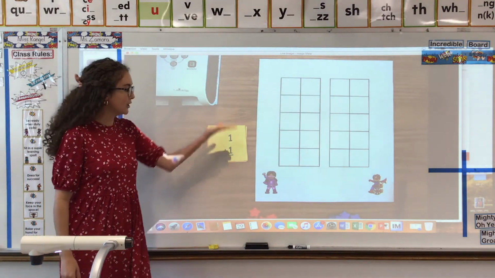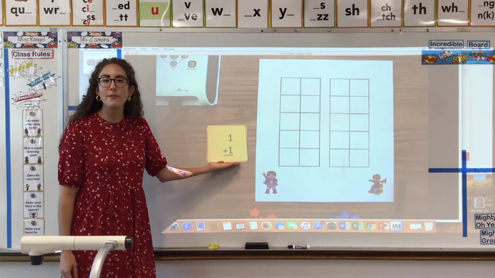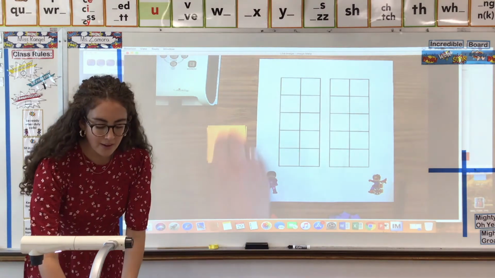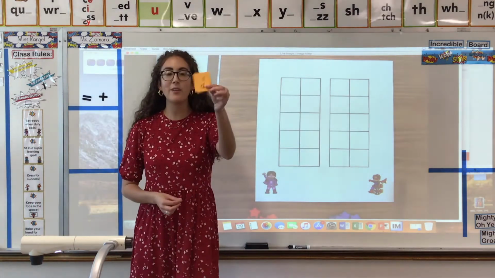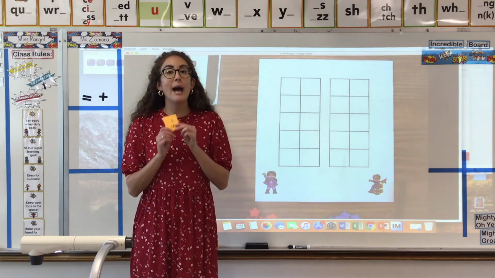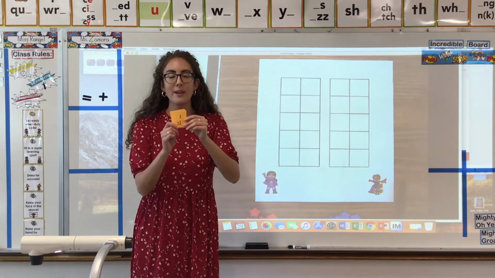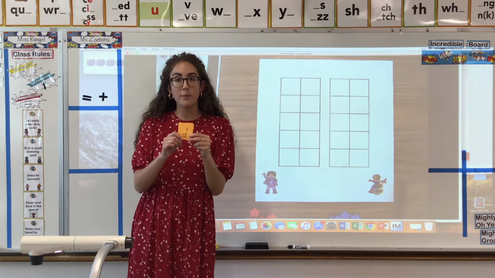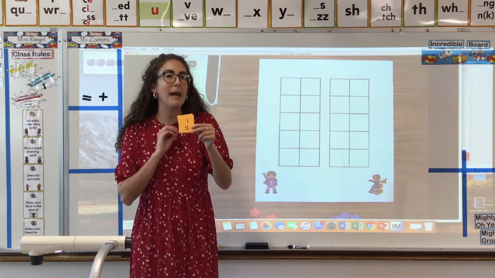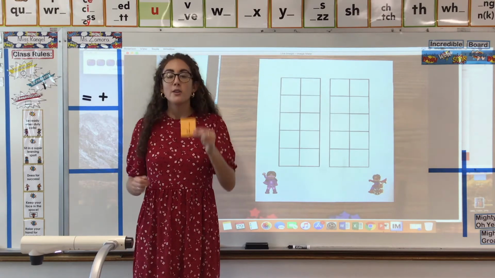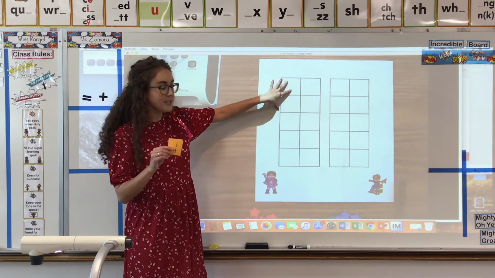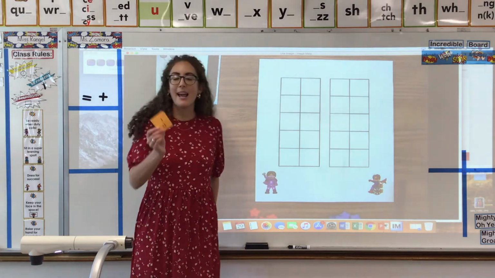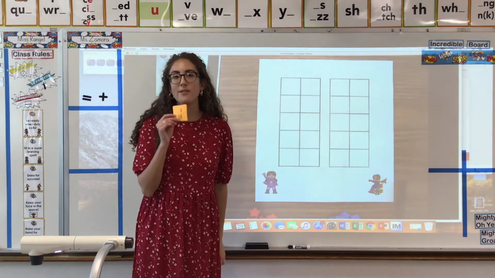And then you're going to need your doubles flashcards. They were all in your packet from Friday and they're orange. If you haven't cut them up already, I suggest you do that before continuing with the video. It's okay if you haven't, but it might make it easier. So today you're going to need your doubles 10 frame, your counters, and these orange doubles flashcards.